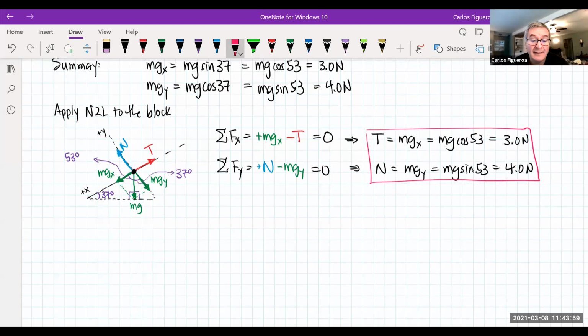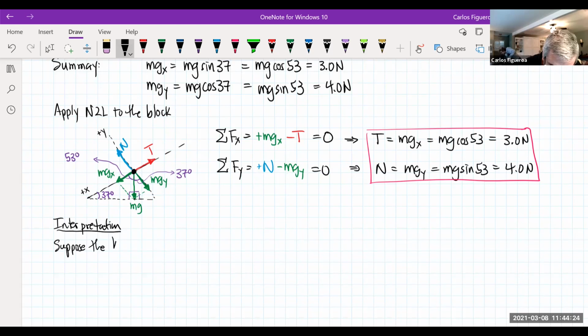That is the inclined plane. So what I'd like to do here is interpret this before moving on, because there's something really beautiful about the inclined plane. And what I want to say here is, let's start with the block on flat ground. So suppose the block lies on flat ground.